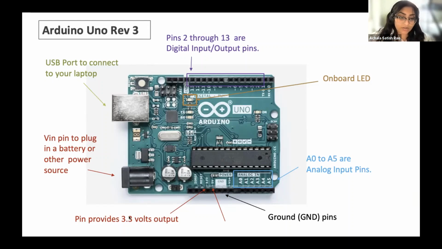And then you've got your 3-volt power input and your 5-volt power input, followed by a set of ground pins that you're going to use when you're developing your circuits. And of course, you've got the VIN pin to plug in a battery or any other power source. Generally, we tend to just use the USB port that's connected to your laptops.